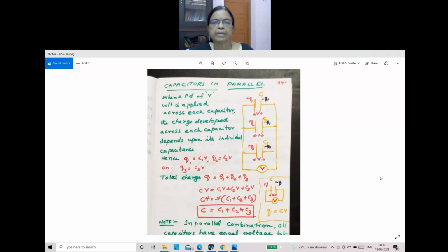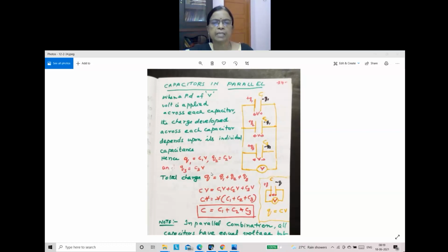And charge, how will you calculate? CV is the formula for finding the charge. Q is proportional to V. We have studied that formula. Q equal to CV. So Q1 equal to C1V. V is common. Don't change V. V is constant for all. So Q1 equal to C1V, Q2 equal to C2V, Q3 equal to C3V. Substitute in the formula which is varying here.